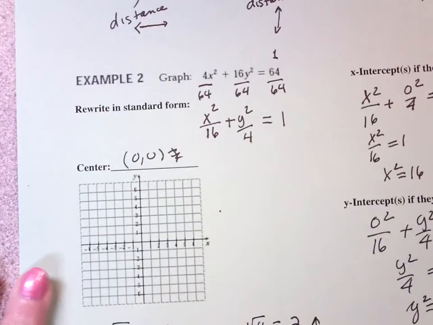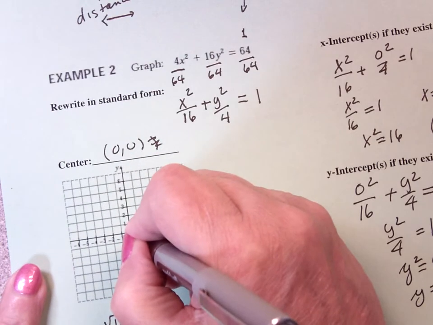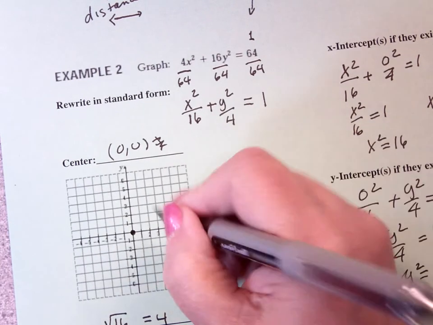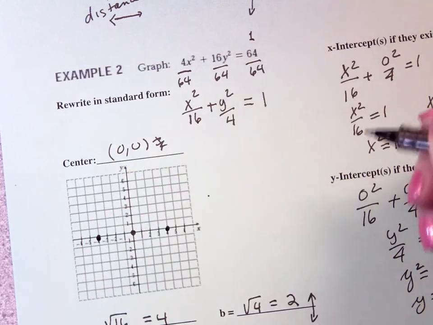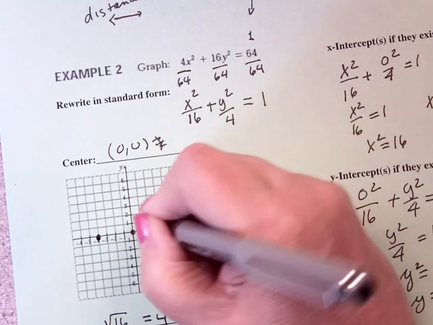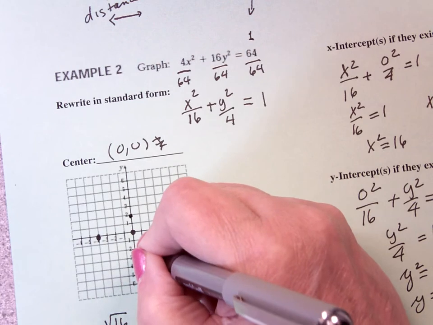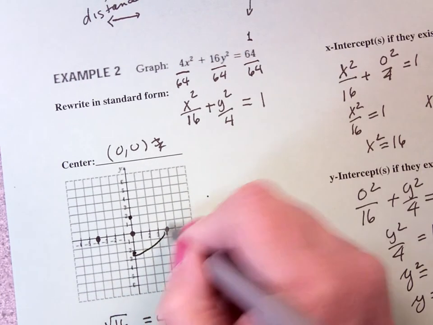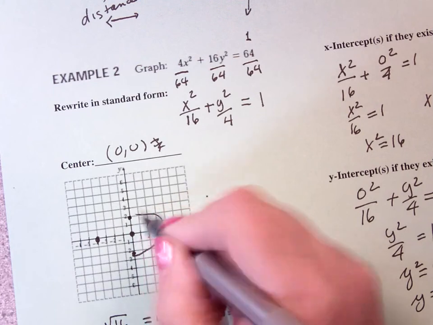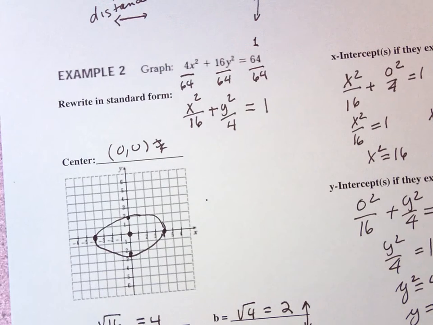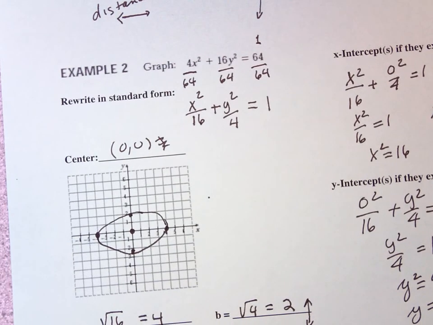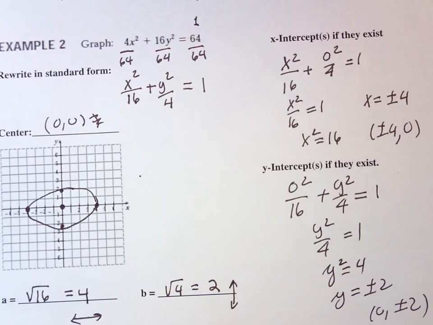So that says from center, which is 0, 0, I'm going to go back and forth 4 units. So to the right 4, to the left 4, and then I'm going to go up and down 2 units. I'm going to go up 2, I'm going to go down 2, and then we're going to connect the dots. And see, it's wider than it is tall, which is what you would expect. And we do have the x and y intercepts already.